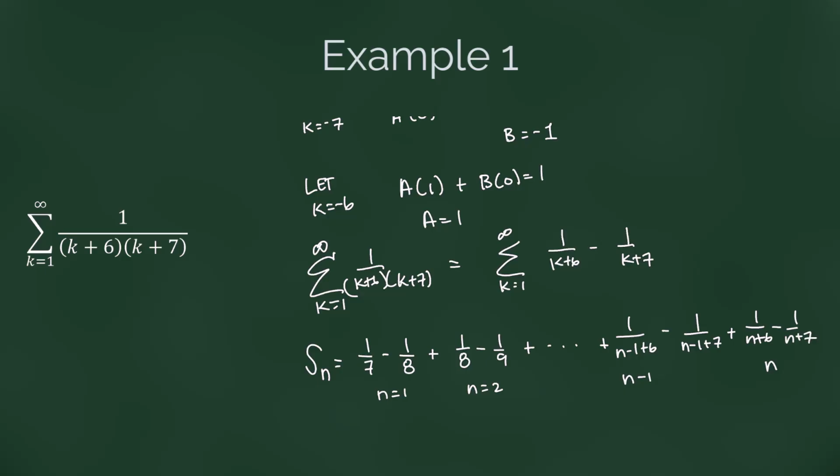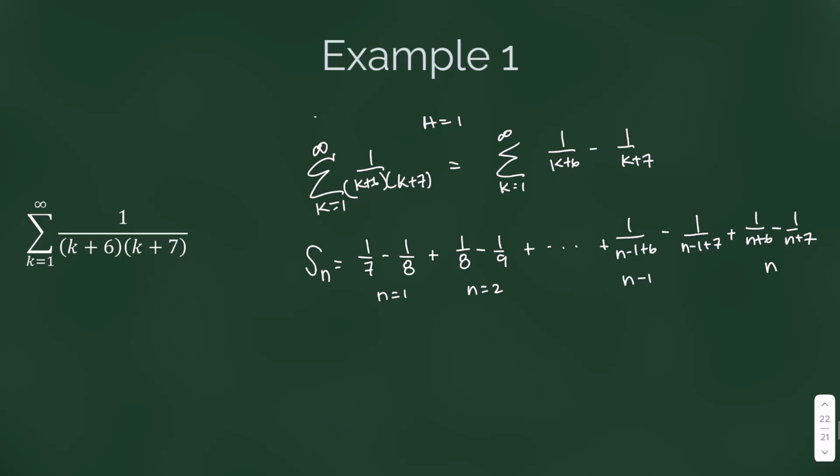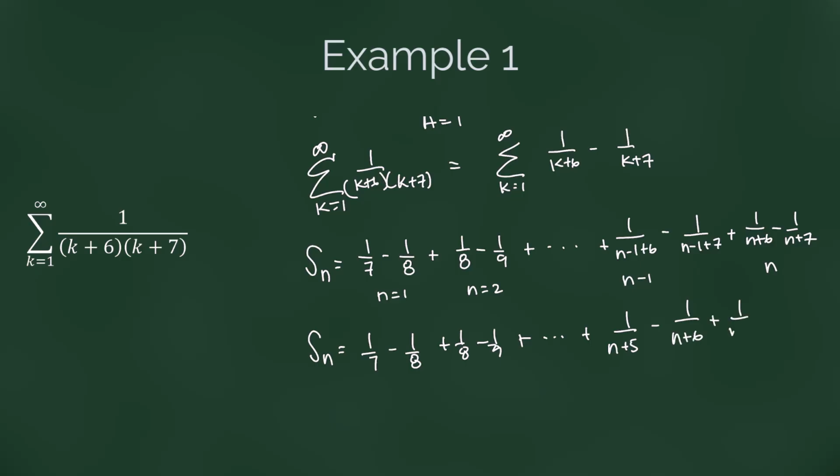I'm going to do a little bit of tidying up on those last few terms so that it really becomes obvious to us which terms are canceling. So I have 1/7 minus 1/8 plus 1/8 minus 1/9. I get out here and I have 1 over n minus 1 plus 6, which is n plus 5, minus 1 over n plus 6, plus 1 over n plus 6 minus 1 over n plus 7. And we see here that all of our inside terms are going to have a positive and a negative version of them, except for the first and the last.